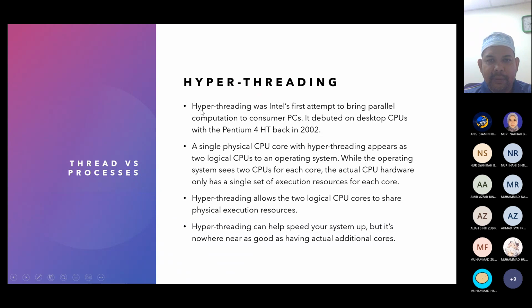Okay, if you notice in this logo, Intel Pentium 4, there is a symbol HT there. Hyperthreading was Intel's first attempt to bring parallel computation to consumer PCs. It debuted on desktop CPUs with the Pentium 4 HT back in 2002. A single physical CPU core with hyperthreading appears as two logical CPUs to an operating system. A single physical CPU core.